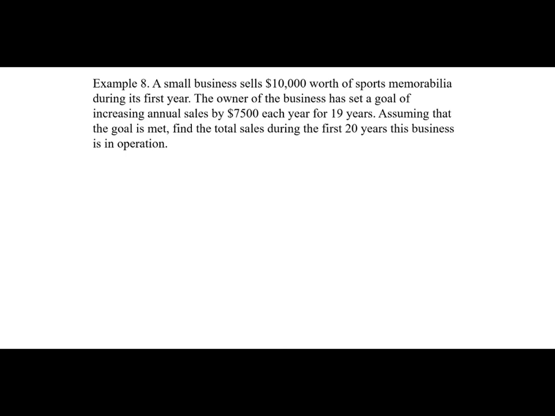So again, we're going to go through the same procedure we have been for the previous problems. The first term we know is going to be $10,000. Our common difference is going to be what they told us each year the owner wants to raise, so 7,500. Now we're going to find what our c is by taking 10,000 and subtracting 7,500. We get that our c is 2,500.